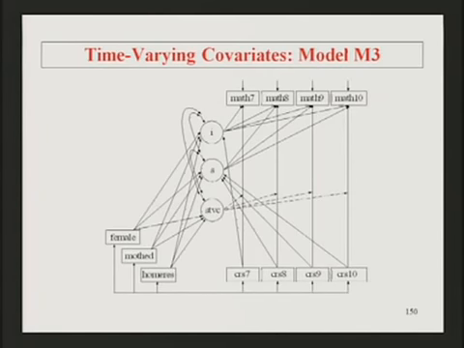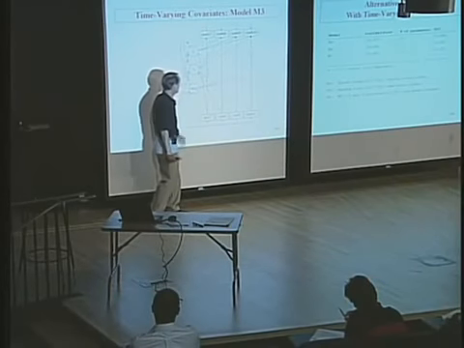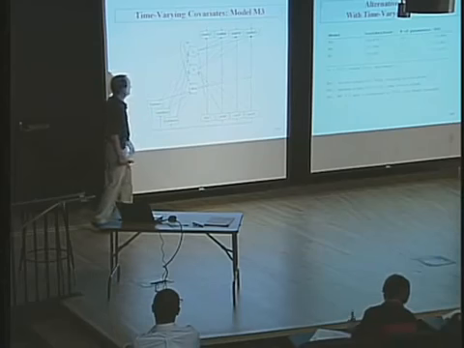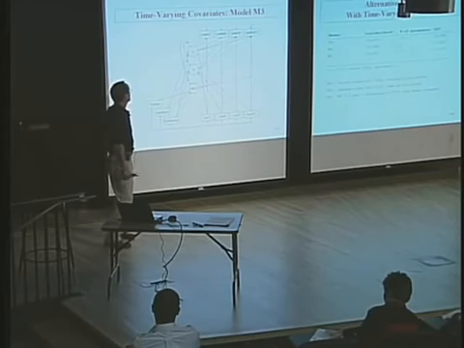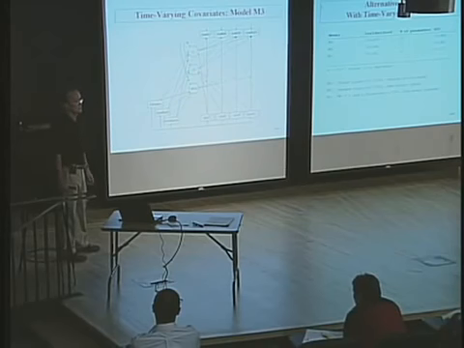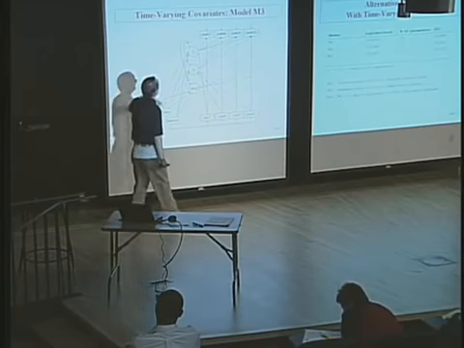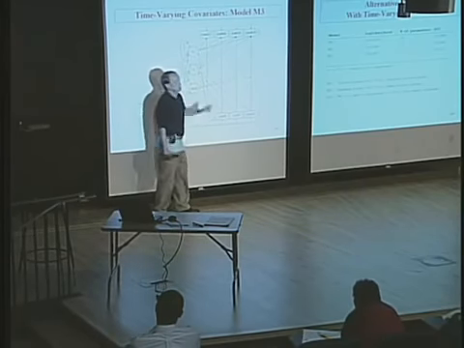For those of you who were here in March, this model looks very much like a MIMIC model. Make that association, although you may not have thought about it. A MIMIC model typically has indirect effects through factors onto indicators of the factors, and few direct effects. And we've always said that you can't have both. You can't have all direct effects and indirect effects as well. The saving grace here is S not influencing math 7.